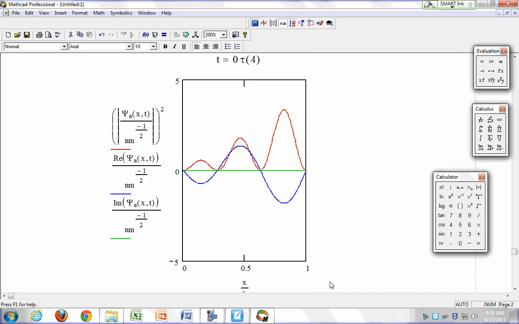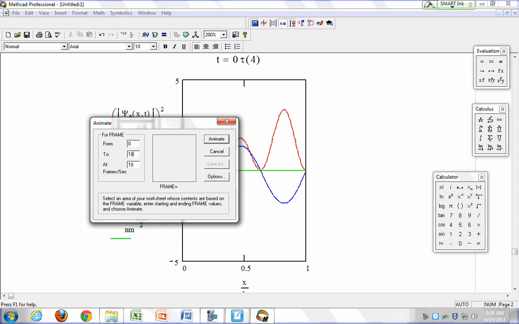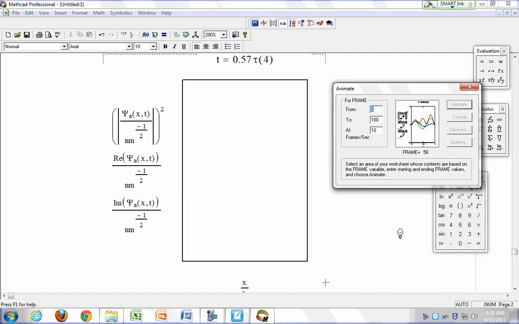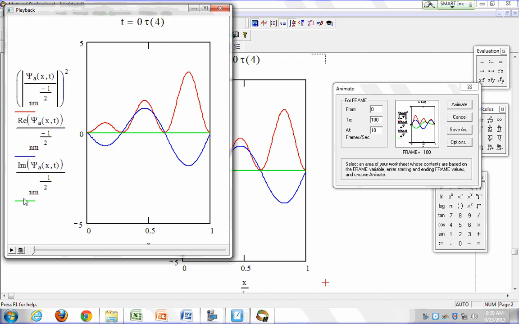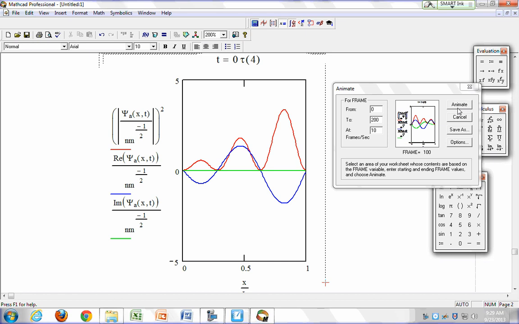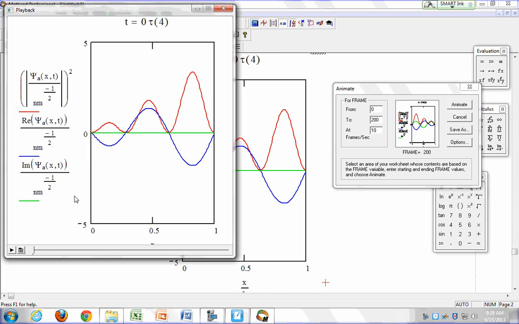So now let's do an animation. View animate. I'm going to do 100 frames. And let's see what happens. Let's make that 200 frames. Yes, so we have a little bit more. All right. So let's look at the blue curve. That's the real part. I'm going to play it.